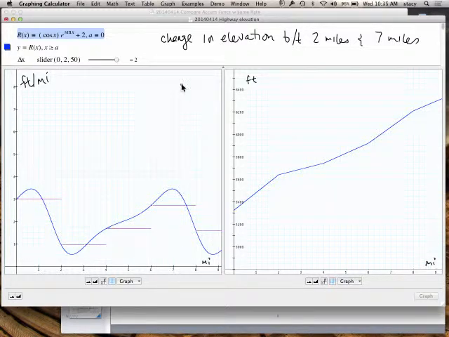Can I make the graphs bigger? Oh, you don't need numbers to answer this question. So I'm asking for two expressions. How would you represent the change in elevation between 2 miles and 7 miles in two different ways? So I'm not asking for the exact, I'm not asking for an estimated value right now. I don't need numbers. I want expressions. Okay, how could we do this?